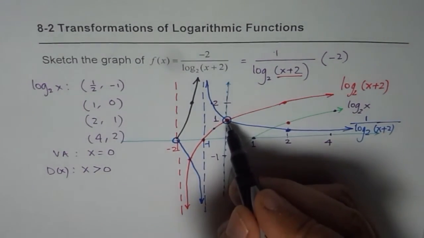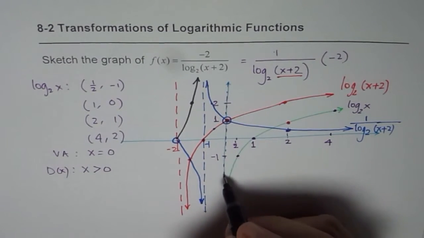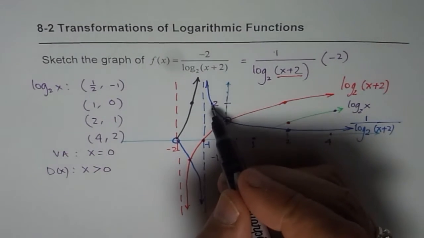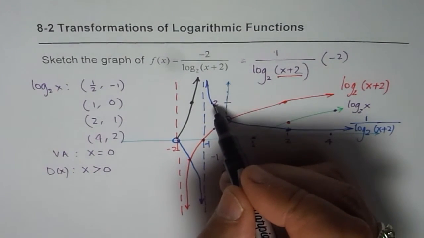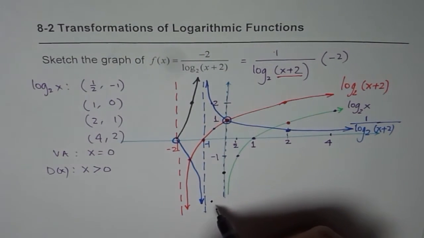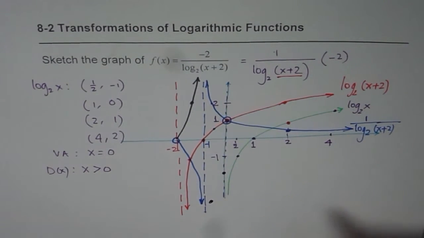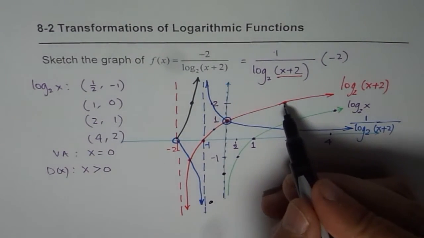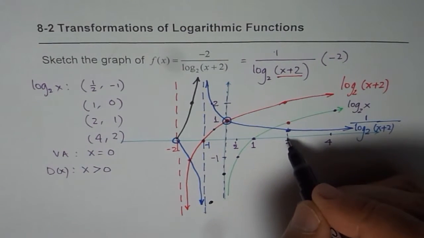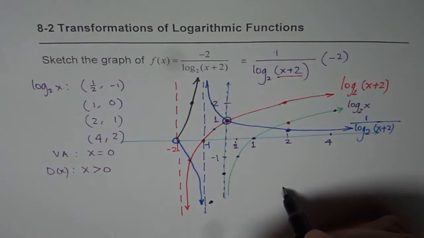Now here 1 times minus 2 will be minus 2. So this point will really become minus 2. So instead of 1, this will be at minus 2, correct? The point here, which is 2, if I do times minus 2, it becomes minus 4, right? So that is kind of right there. So that is another point. Now here, this is at 2. 2 times minus 2 will be minus 4. So it comes down to minus 4, which is kind of here.